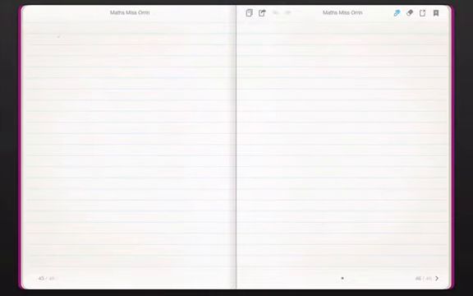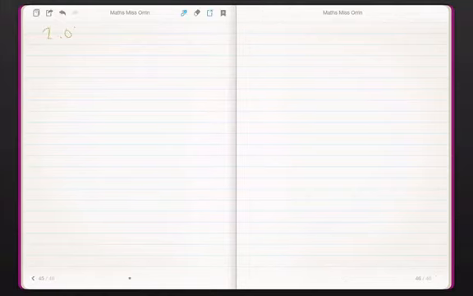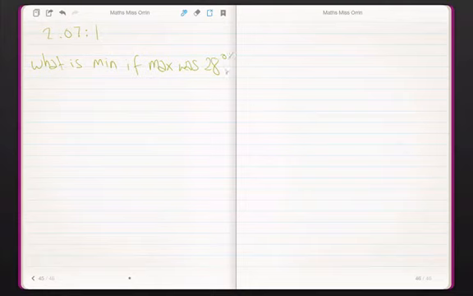So let's say someone found the ratio of the temperature of the day was 2.07 to 1. Remember, we always want the right side just to be 1. Okay, so what is the minimum if the maximum was 28 degrees? Okay, now we have enough information to find this out. So let's go through the example of how we do that.